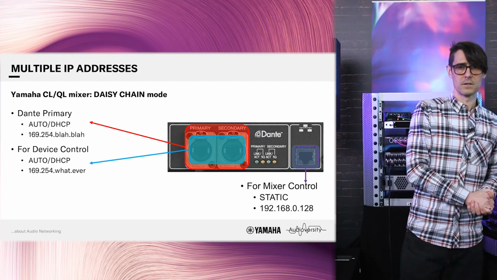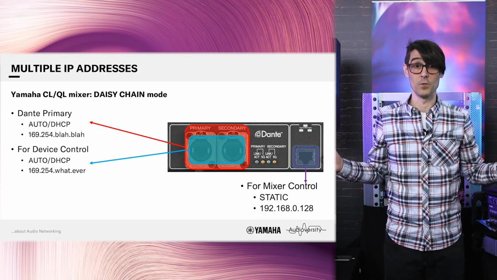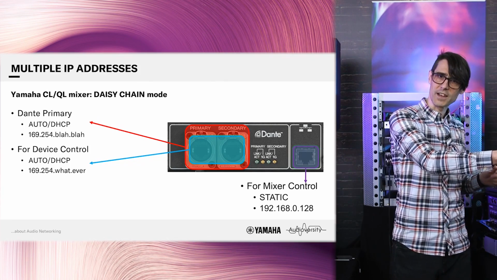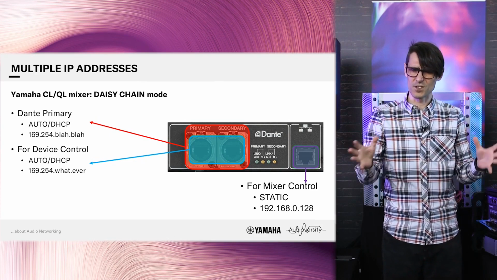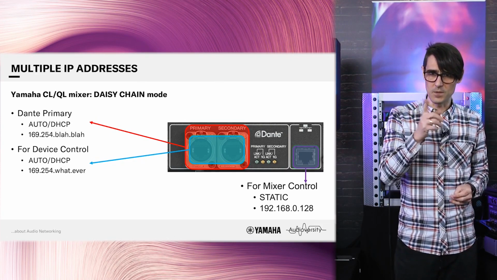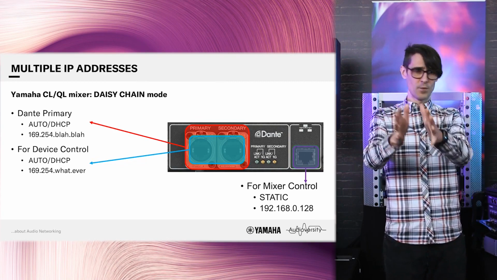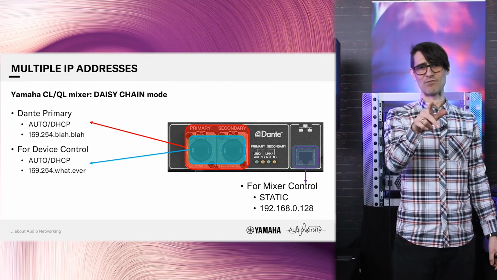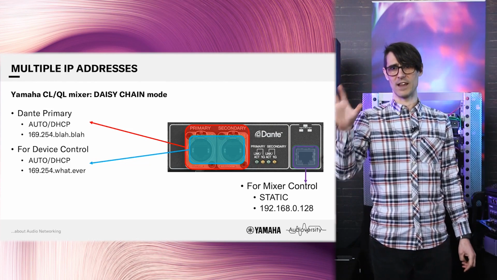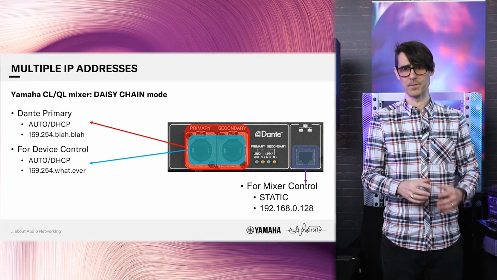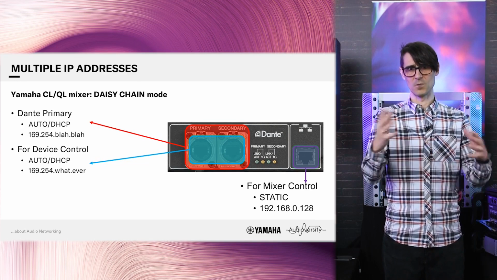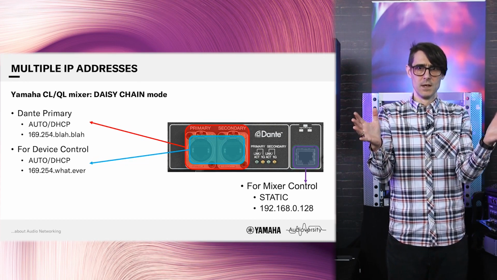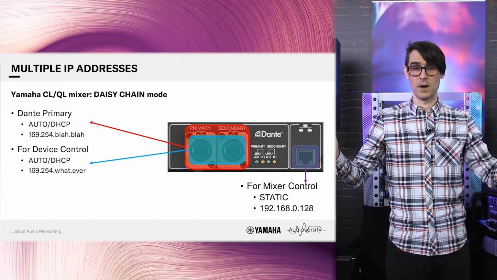Now, did you know some devices have network ports that have more than one IP address? So an IP address is not specific to a physical connection, but you can have multiple kind of logical IP addresses within one physical port. Here's an example from the back panel of a Yamaha CL or QL mixing desk. You've got a Dante primary and a Dante secondary port, and you've got an extra network port for communication. Now, a lot of Dante devices can work in what we call daisy chain mode, where you don't have redundancy, but you have two ports. And in that case, those two ports share the same IP address.